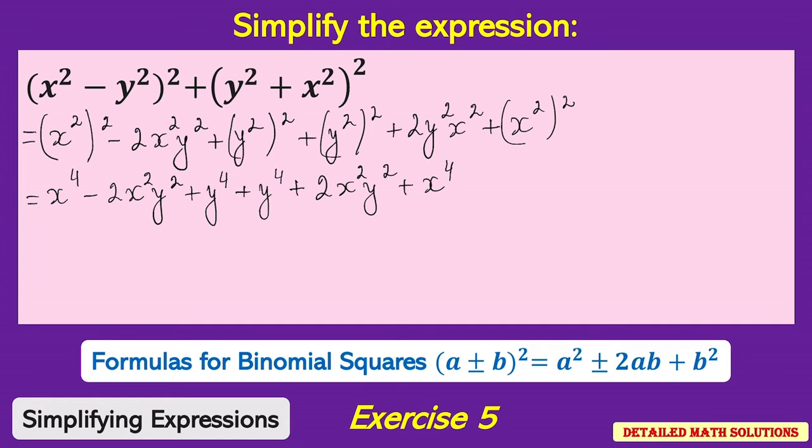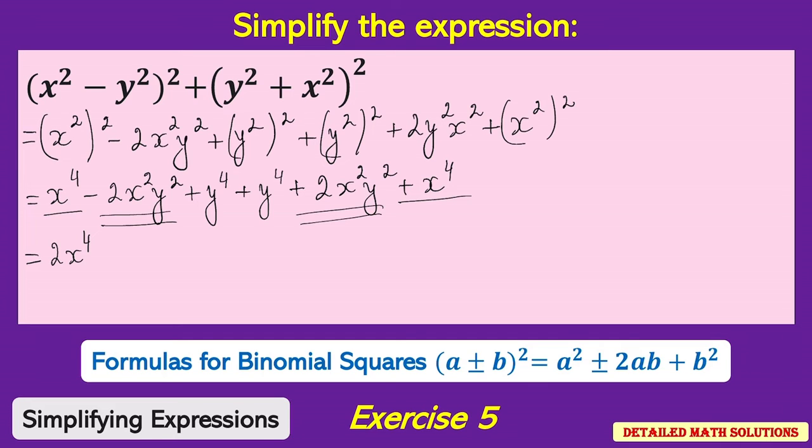As a next step, I need to add all like terms that have the same literal parts. Such terms are x to the fourth power and x to the fourth power. I have negative 2x squared y squared plus 2x squared y squared and y to the fourth plus y to the fourth. When I add these pairs of like terms, I get 2 times x to the fourth power.